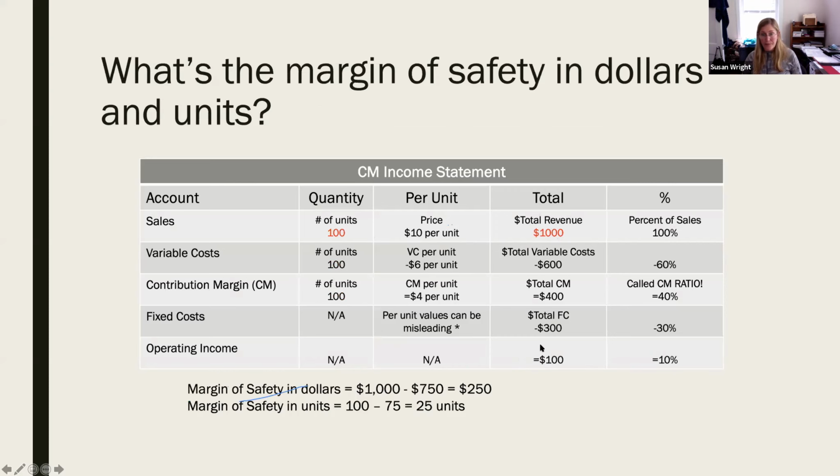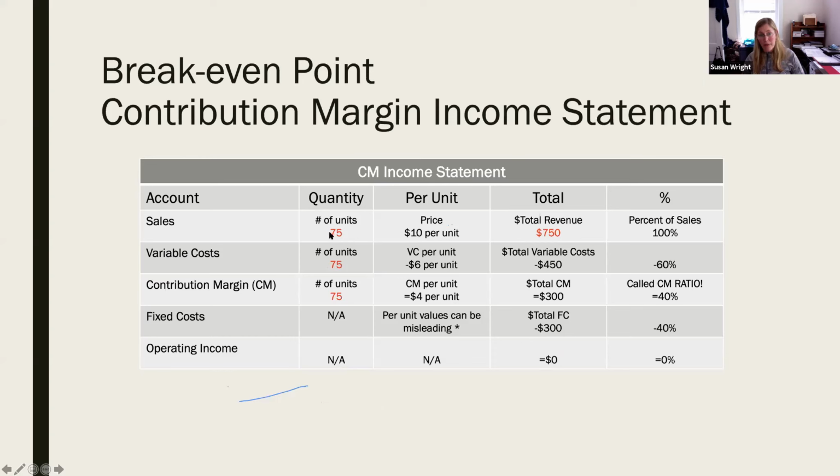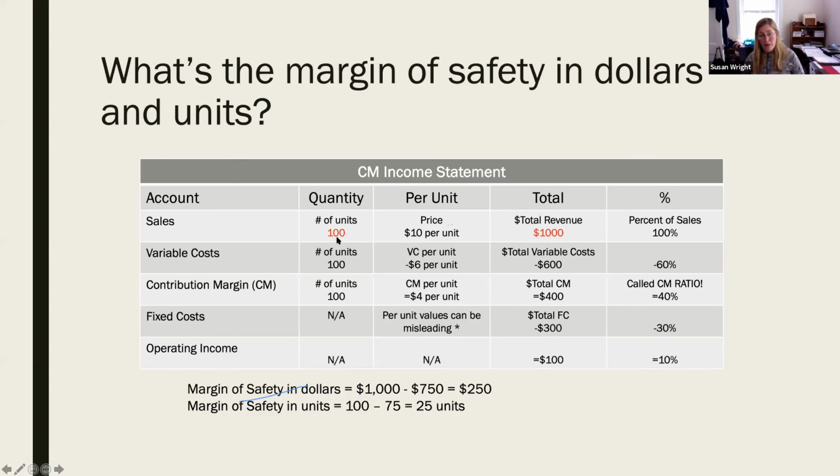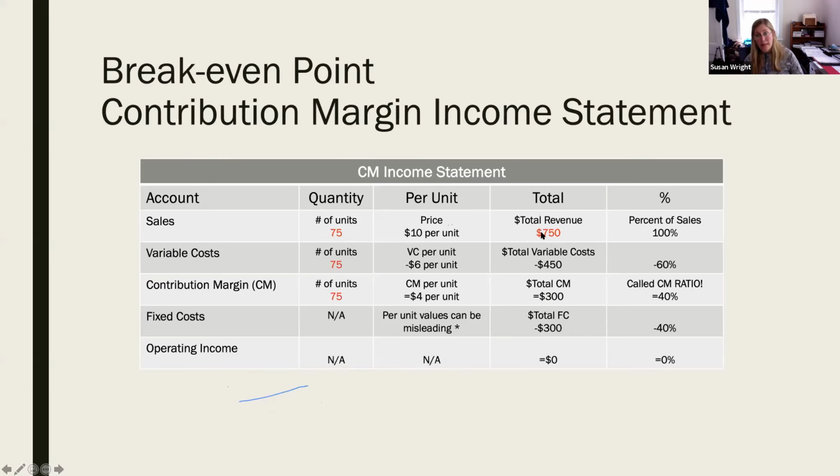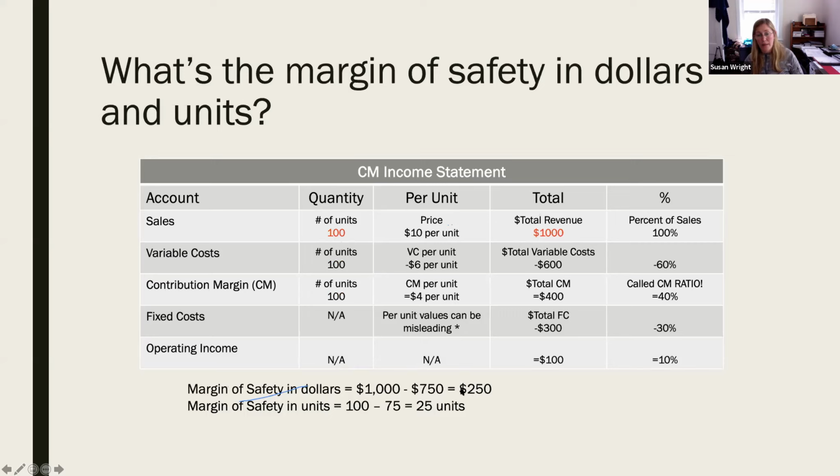Here's the next one. So let's say sales are now up 25 from break-even, right? So now we're at 100 versus, let me go back, 75. So now we're at 100. So the margin of safety is 25 units. And the margin of safety in dollars is 1,000, let me go back, minus 750 break even. So it's 250. Does this make sense? It's just your cushion. Yeah, let's do another one.